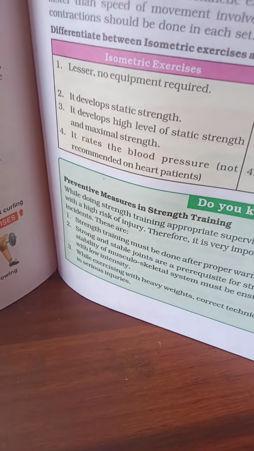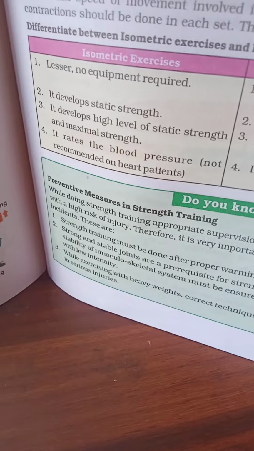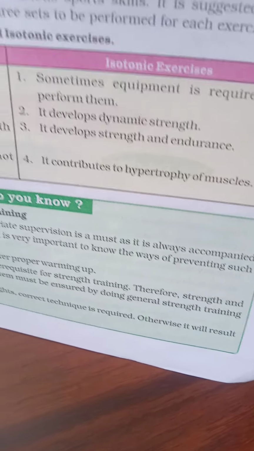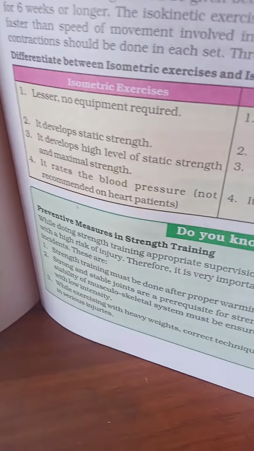Here the fourth point is that isometric raises the blood pressure, so it is not recommended for heart patients. And isotonic contributes to hypertrophy of muscles. So this is about strength.